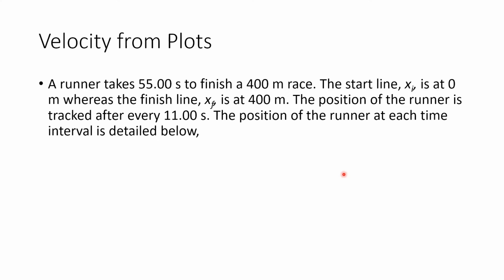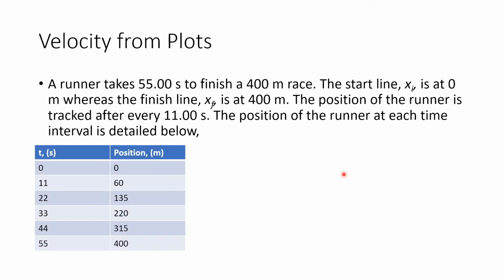So what I can do then is map out this data, which has been provided. It's being tracked after every 11 seconds, so that gives us 5 intervals. Zero starting position, then at 11 seconds is where the first position is noted, and the runner was at 60 meters. At 22 seconds, the runner was at 135 meters. At 33 seconds, that was 220 meters. At 44 seconds, the runner was at 315. And finally, at 55 seconds, the runner finished the 400-meter race.